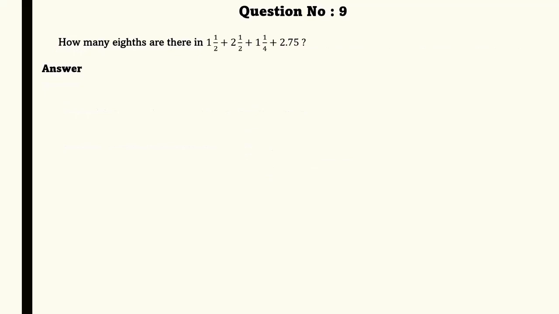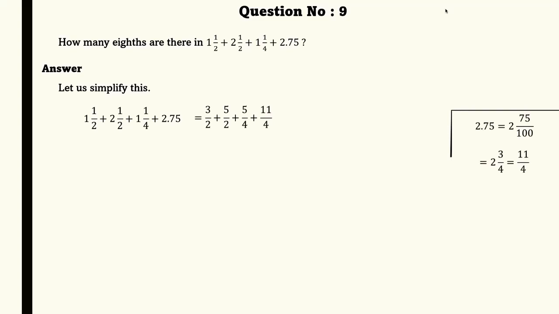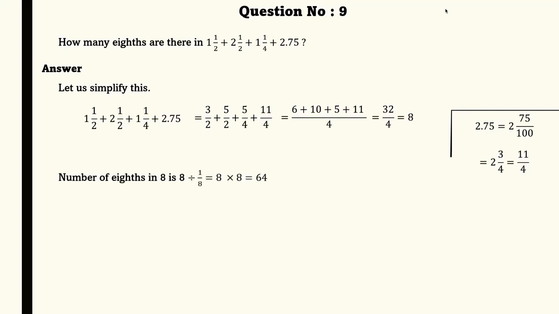Question 9. How many 8s are there in 1 1/2 plus 2 1/2 plus 1 1/4 plus 2.75? As we can see here, all the other numbers are in fractions, but only 2.75 is in decimals. So in order to add, we have to make them all into a similar fractional form. If we do that, we'll get 11/4. Adding all this, we will get 32/4, that is equal to 8. Number of 8s in 8 is equal to 8 divided by 1/8, which is equal to 64.